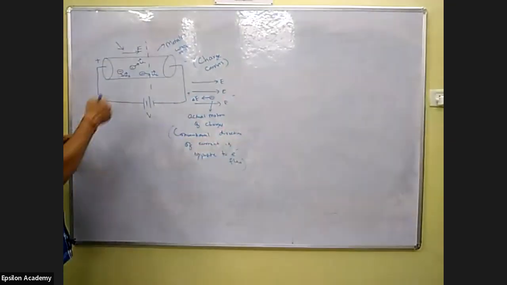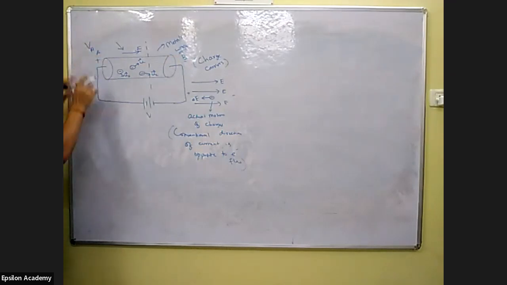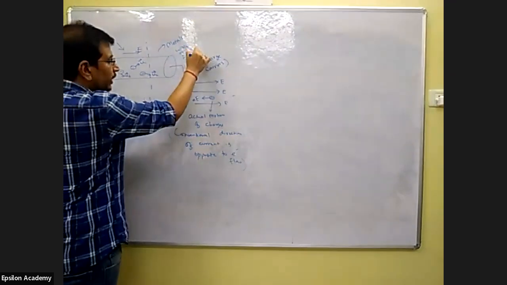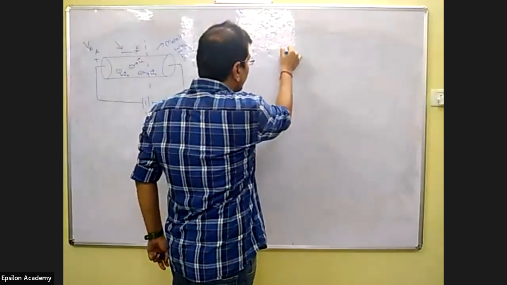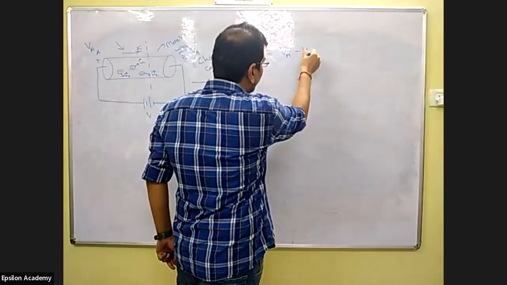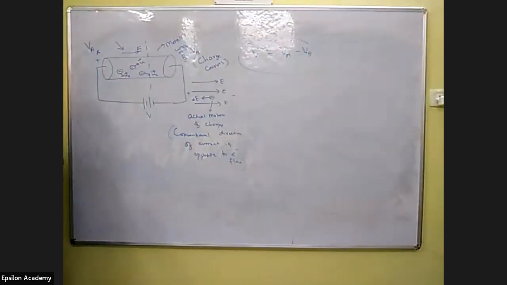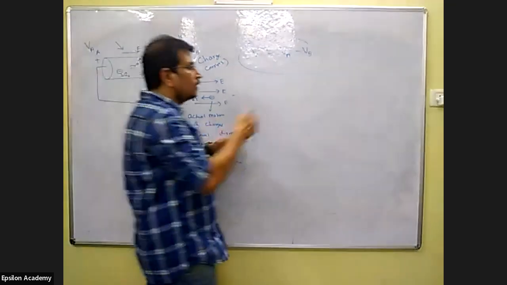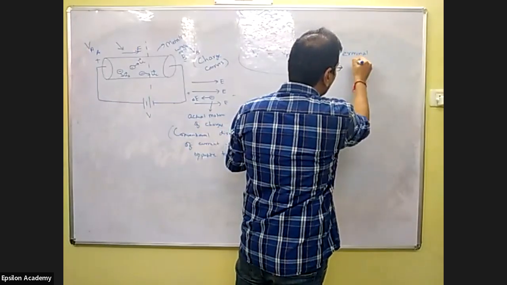So try to understand, if I call this point A and this point B, this point has a potential VA and this point has a potential VB, then what is the potential difference equal to? It is VA minus VB. So going forward, whenever I write this, this is what you need to have in your mind. The more technical word for this is called terminal voltage.